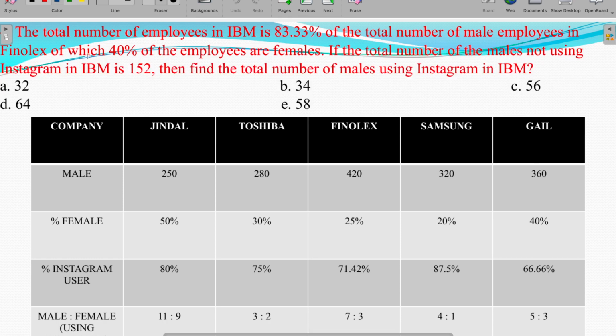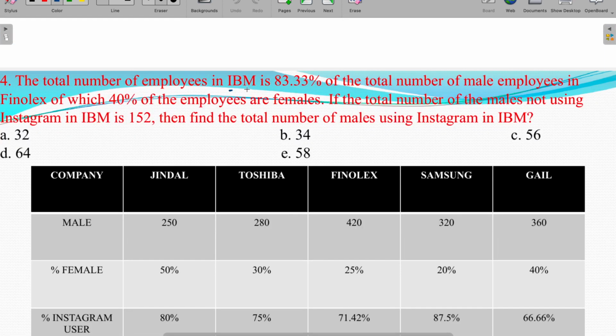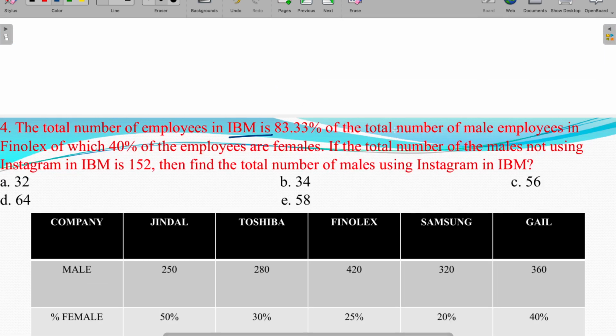Next question: the total number of employees in IBM is 83.33% of the total number of male employees. In IBM, how many members are there? 83.33% of the total number of males. In Phonolex, we have total 420. Out of 420, 83.33 percentage value we know is 5 by 6. That is 6 sevens are 42, 7 fives are 35. Means 350 employees are there.